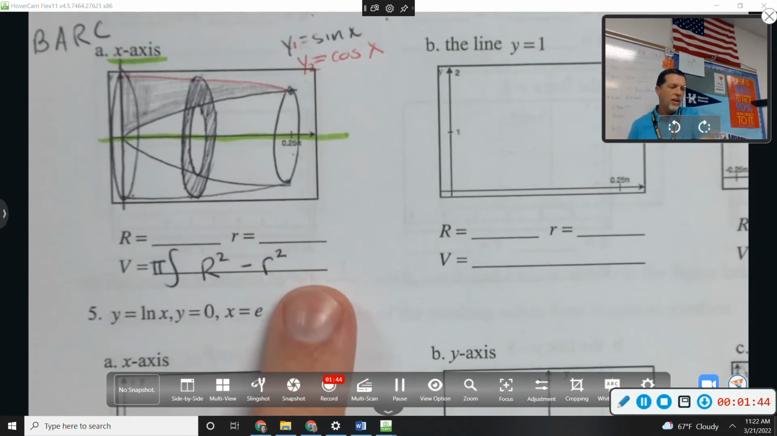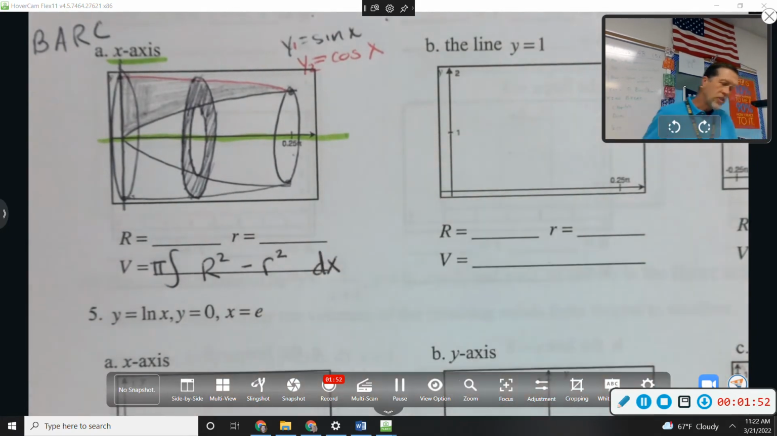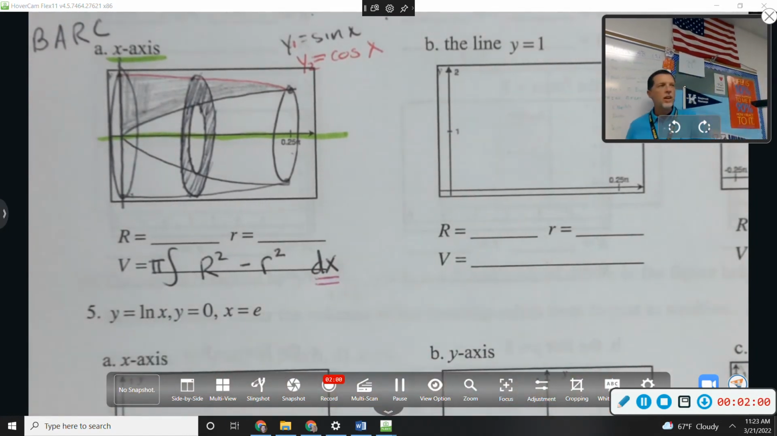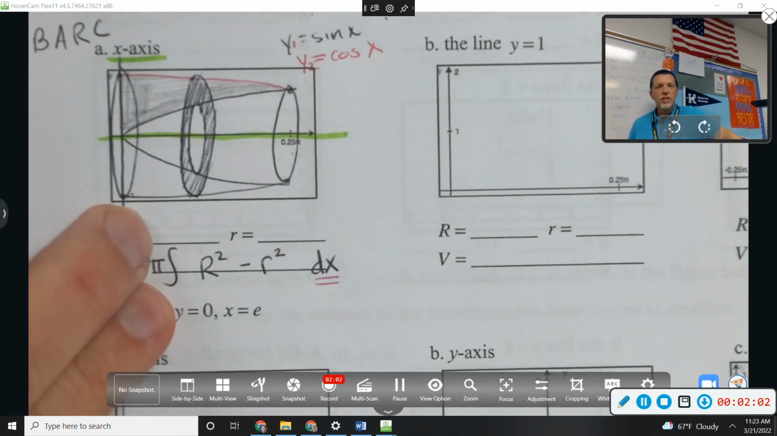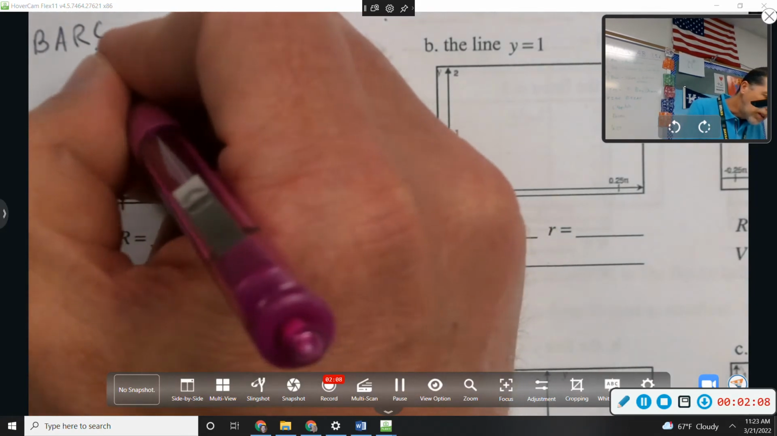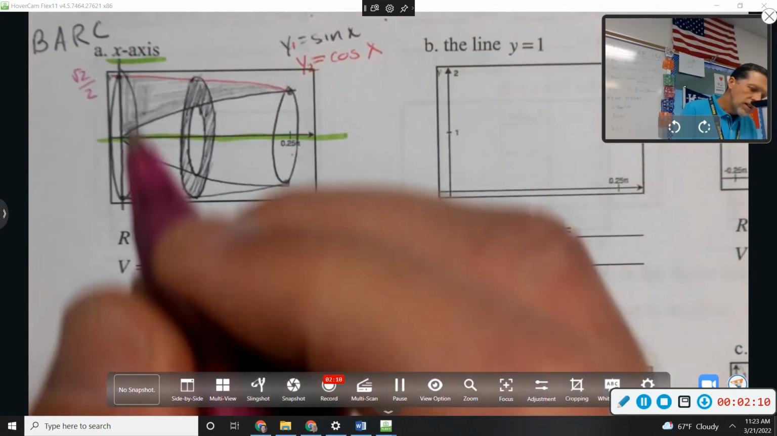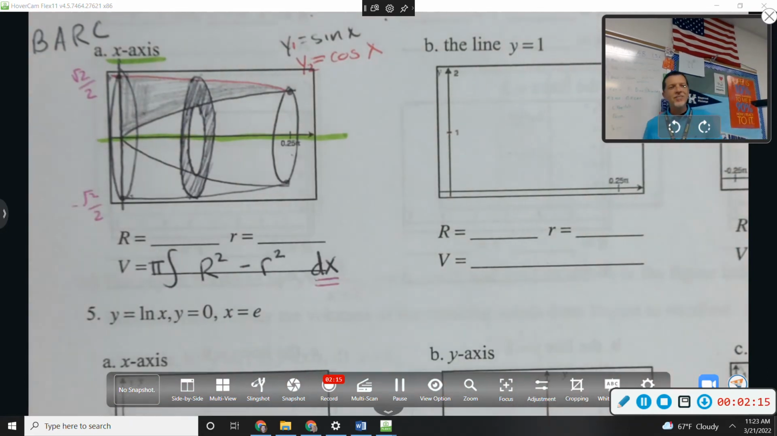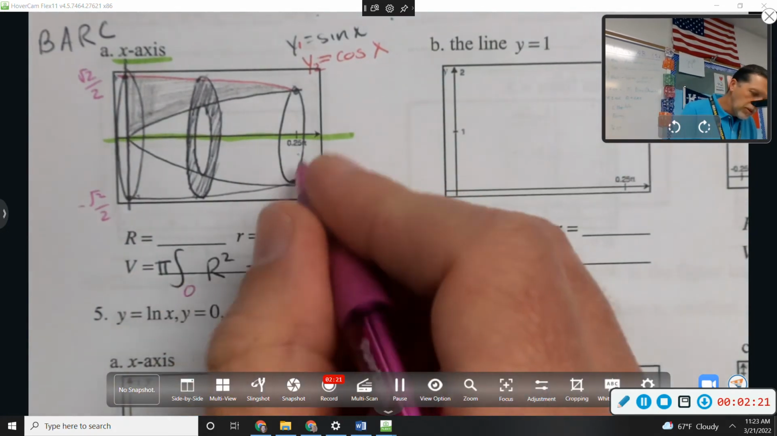Are they stacked up dx or are they stacked up dy? What's the thickness of those washers? It is dx, which means my limits need to be in the x direction. So my limits of integration from what to what? Intentionally misleading there. So from what to what for the x limits? 0 to pi over 4.